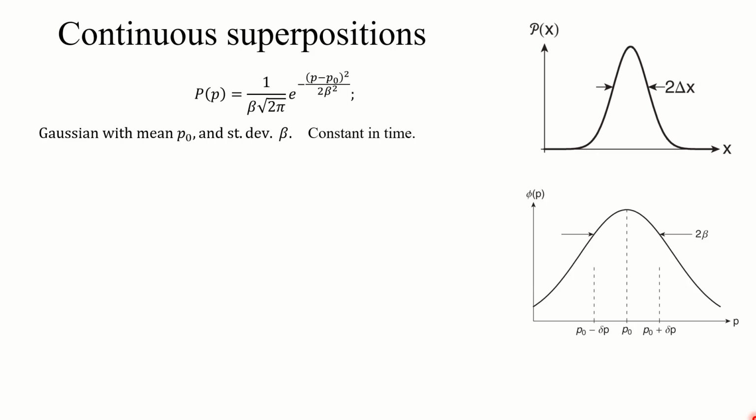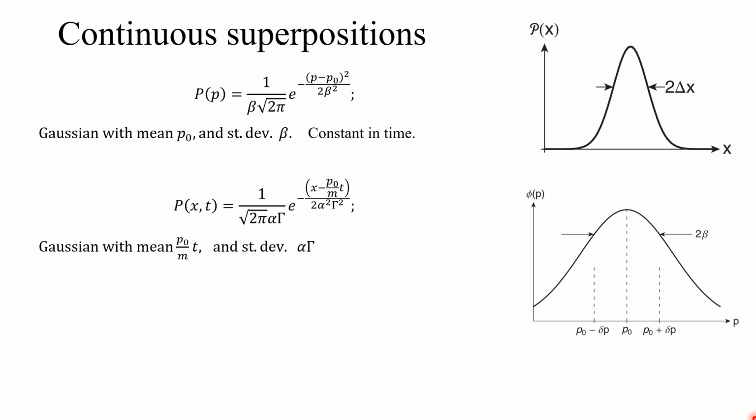It's worth mentioning a few other things. If we look at the momentum properties, it is a Gaussian distributed probability density with an average at p naught, that central momentum eigenvalue, and standard deviation of beta, but it's constant in time. That doesn't change. There's no time dependence in that distribution. Whereas if we look at the position probability distribution function, that mean moves with the group velocity and has a standard deviation of alpha gamma.